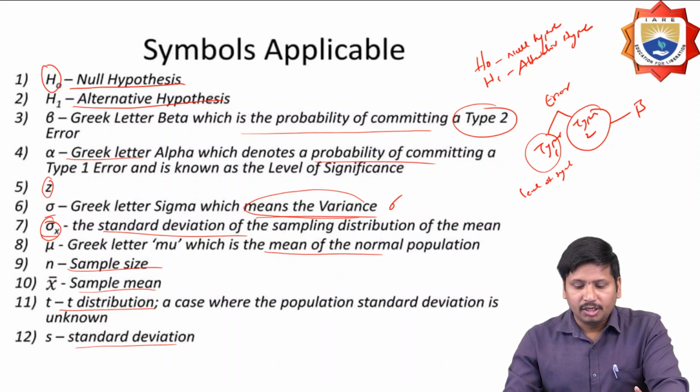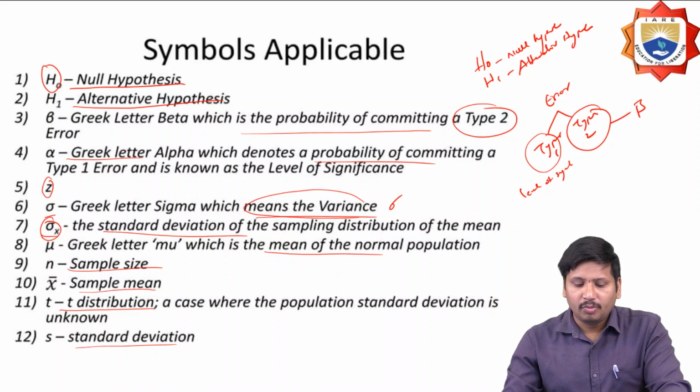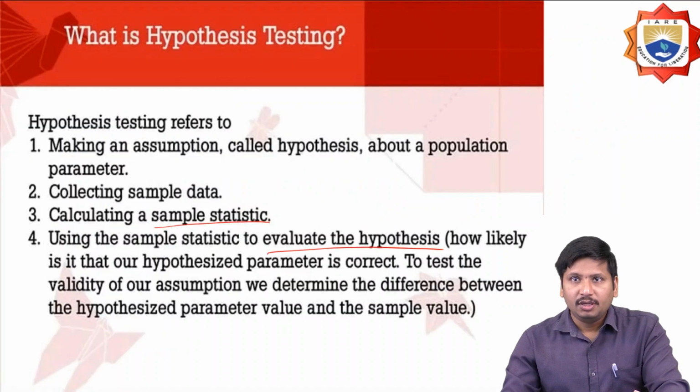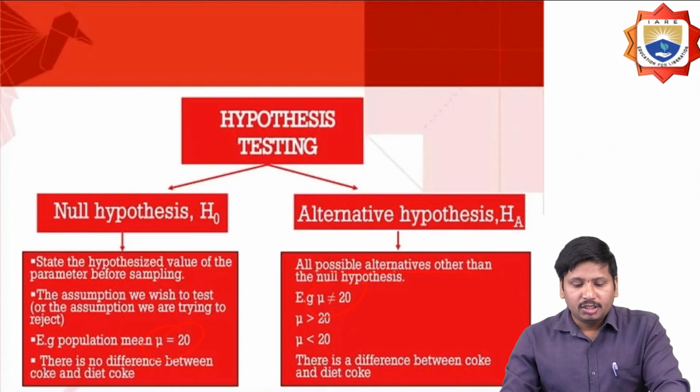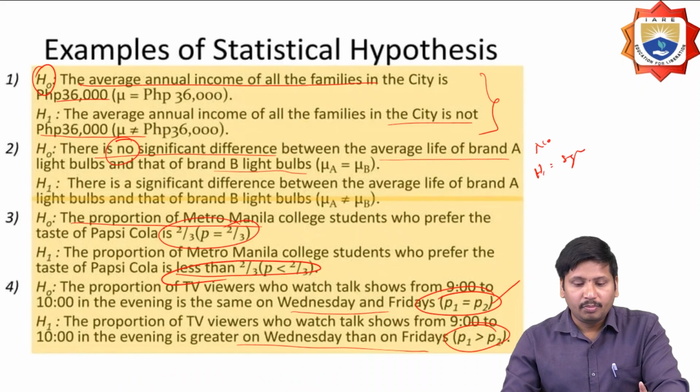And the Greek letter sigma represents the variance, and sigma x should be the standard deviation, and the Greek letter mu represents the mean of the normal population, along with sample size, sample mean, unit distribution, and standard deviation. And the two types of hypothesis, as I said, are the alternative and the null hypothesis. A statistical hypothesis makes an assumption or a statement about the population, which may or may not be true.